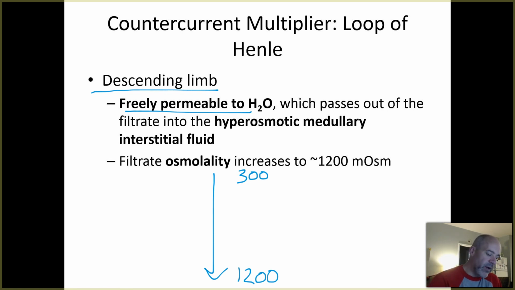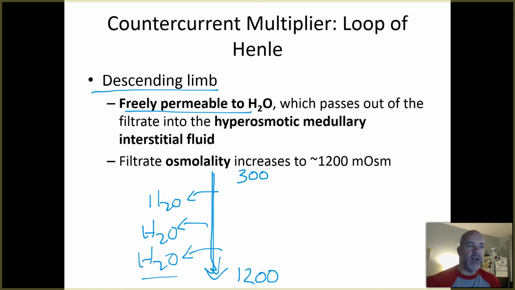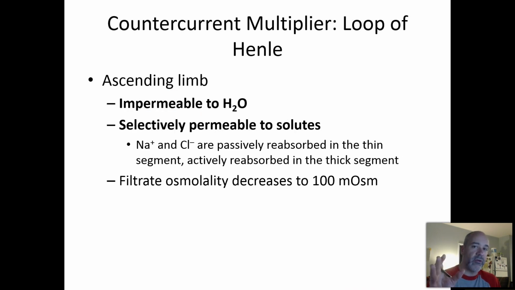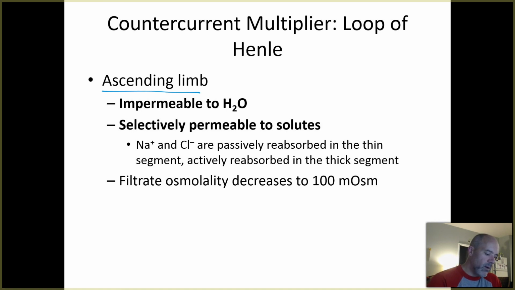And so as the fluid is passing down the descending loop of Henle, water's moving out, moving out, moving out. And what's happening to your fluid inside the nephron loop? The filtrate osmolality increases to 1200. All right, so the filtrate, the urine inside the loop that's developing, gets super concentrated. Okay, so you've got a very high solute concentration. Now in the ascending limb, the ascending limb is impermeable to water, but it lets out certain solutes.